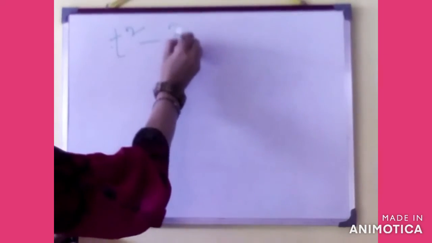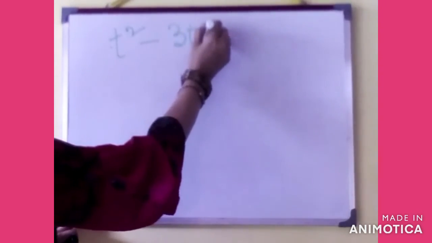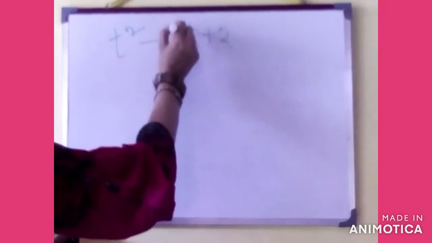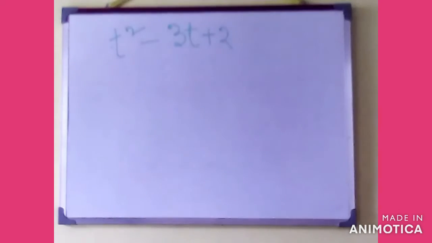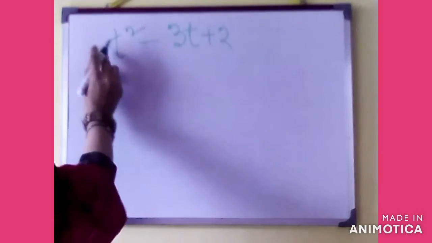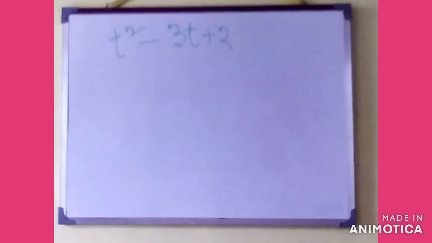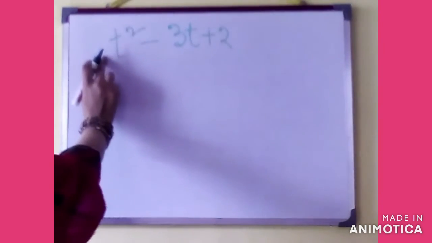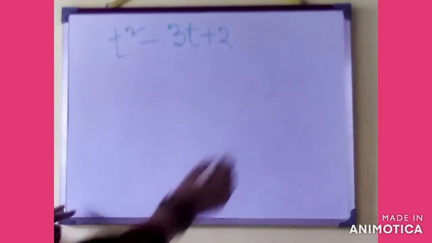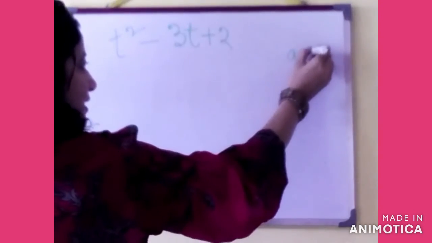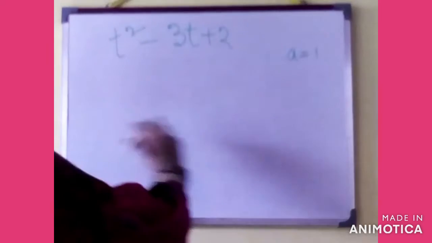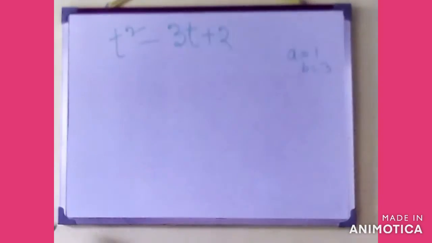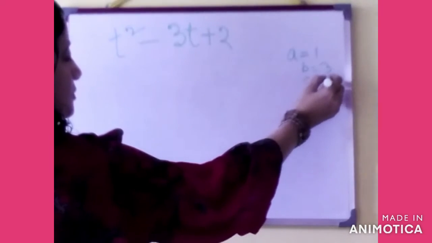Now the last factorization, last but not least, that is t square minus 3t plus 2. So here it is very clear that the coefficient of the highest power term is 1. So here a is equal to 1 and b is equal to 3, I am taking just the numeric value, not the sign, and c is equal to 2.